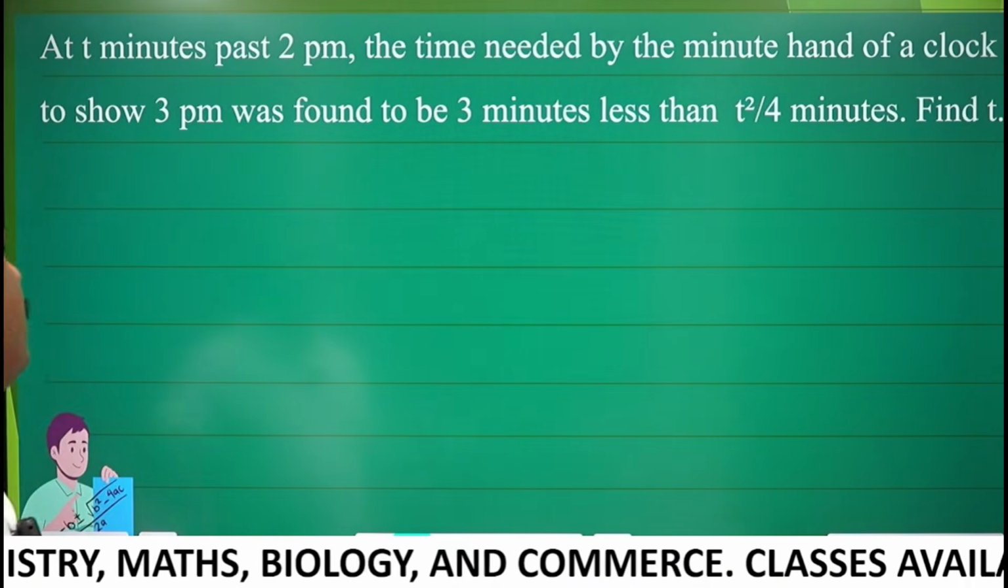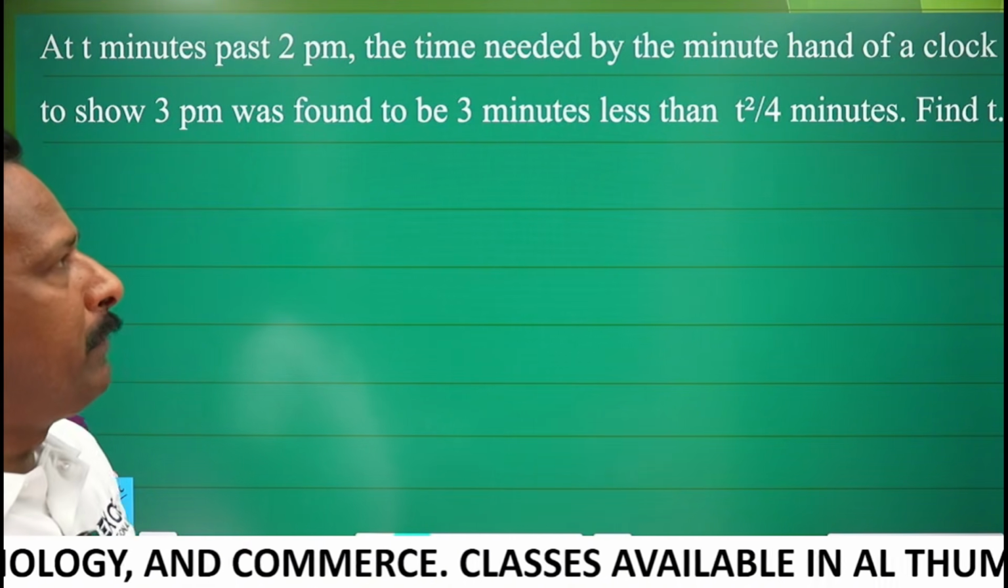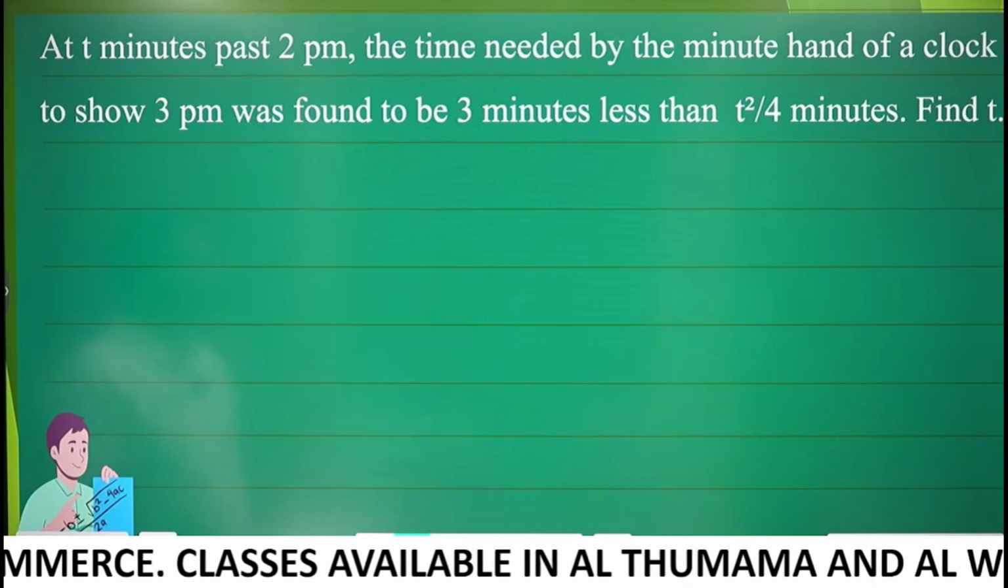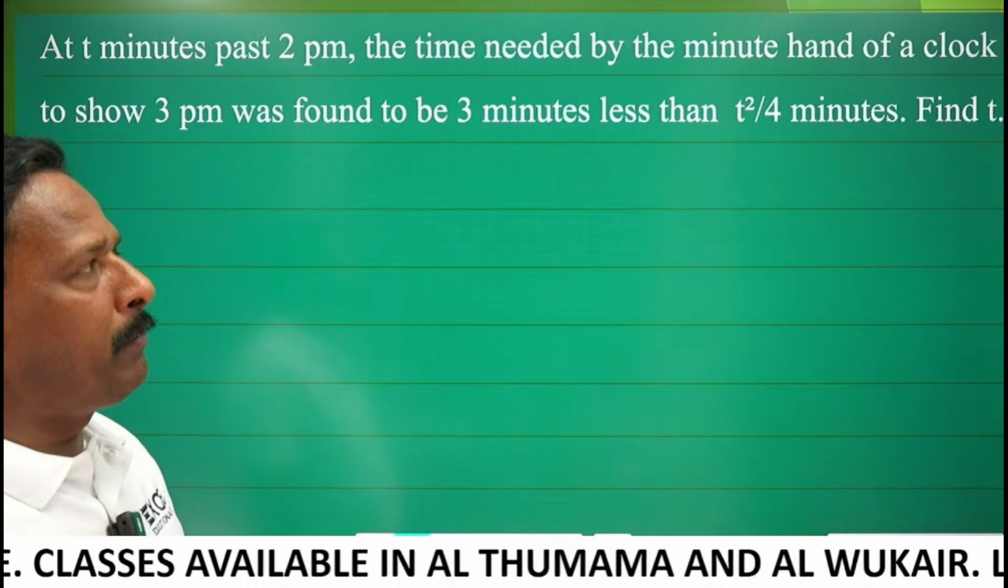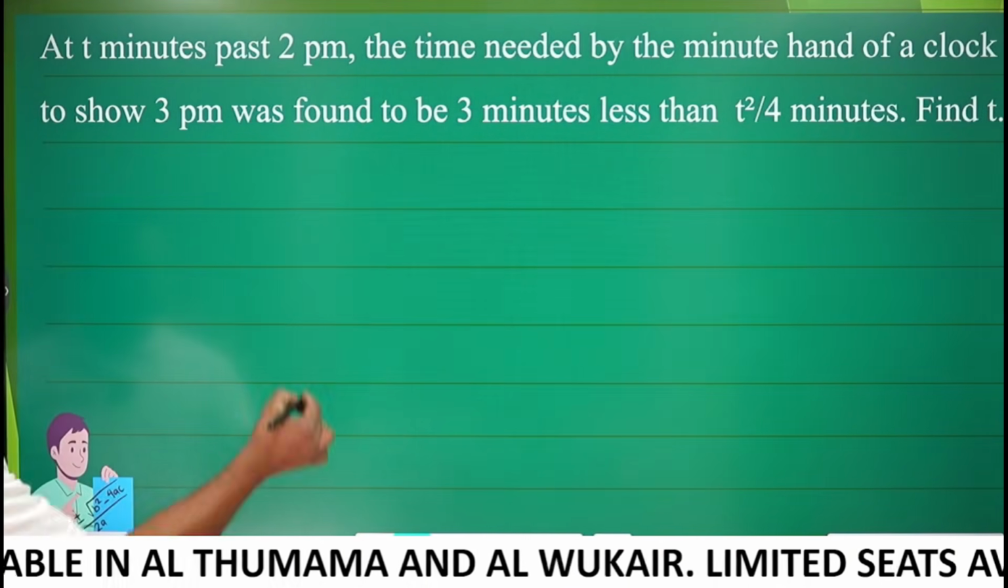The first question is, at t minutes past 2 p.m., the time needed by the minute hand of a clock to show 3 p.m. was found to be 3 minutes less than t square by 4 minutes. Find t. So let us see what the question says.